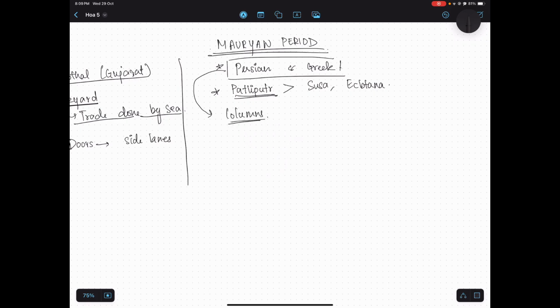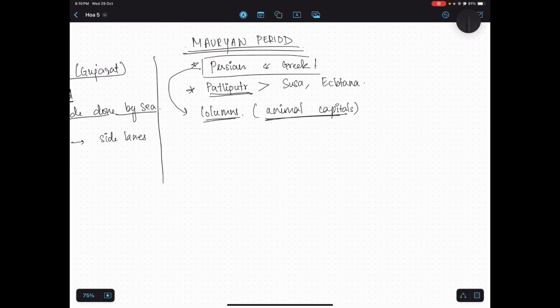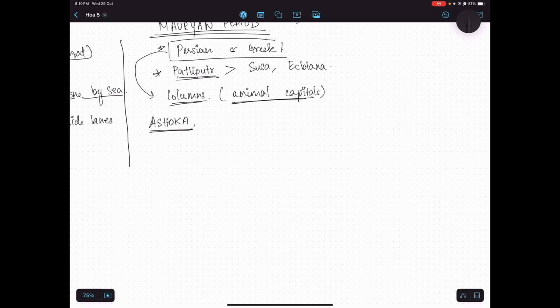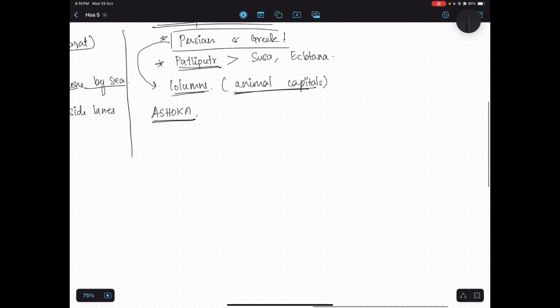Like they had animal capitals and other reliefs. And we all know that the Mauryan period had a transition in the religious system, which is Ashoka was deeply influenced by Buddhism, and he built a lot of stupas around the country, and he built a lot of monolith stone pillars as well, and these stone pillars were inscribed with the teachings of Dharma.